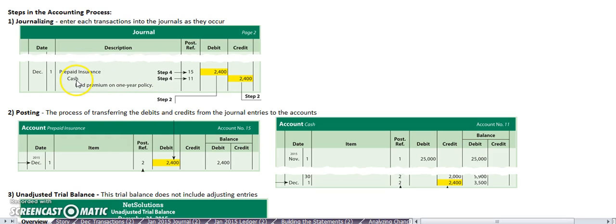So I left off talking about the cash account, and as you can see, the journal entry was 2,400 into the cash account. In this case, the cash account had a previous balance or various entries, so you can see the previous entries here. This is the 2,400, which was journalized on December 1, posted into the account here, and this is the net balance.